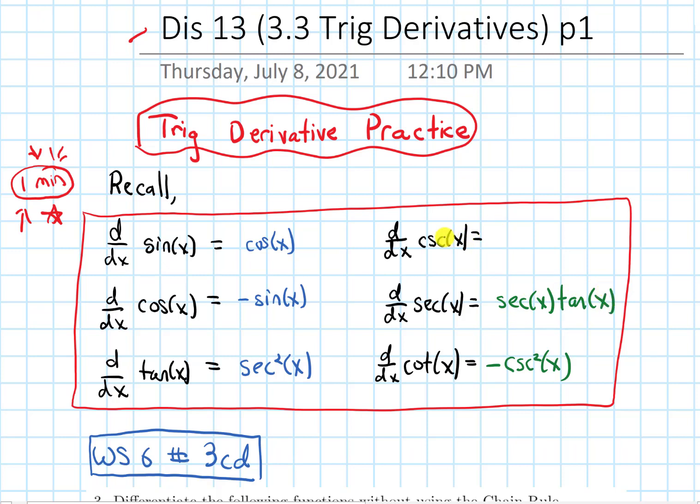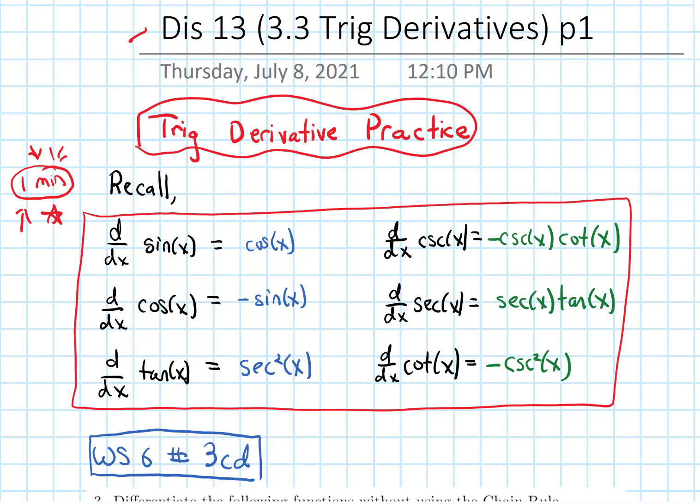And then cosecant x is kind of similar to this one, except these trig functions are kind of swapped a little bit. So instead of a secant, I'll have a cosecant. Instead of a tangent, I'll have a cotangent. And then I put a negative in front of that one as well. Remember, to show these last three trig derivatives, it's really similar to how we showed what the derivative of tangent of x is in our lecture videos.